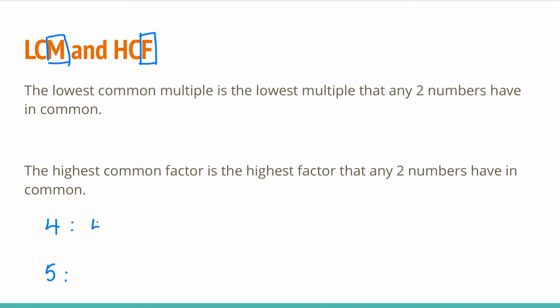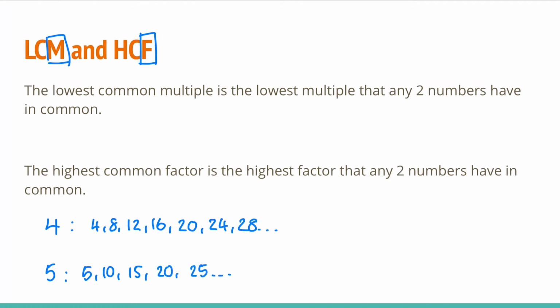So for the multiples, we've got 4, 8, 12, 16, 20, 24, 28, and so on. For 5, 10, 15, 20, 25, and so on. And we can see there that we've got a common multiple. We're looking for the lowest one possible because the highest one will just keep going on forever. So the lowest common multiple would be 20.